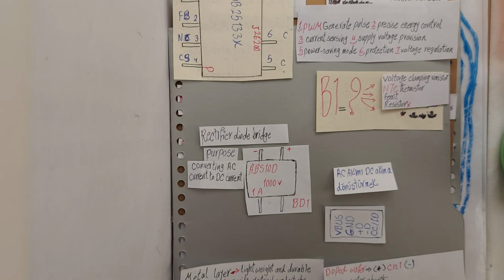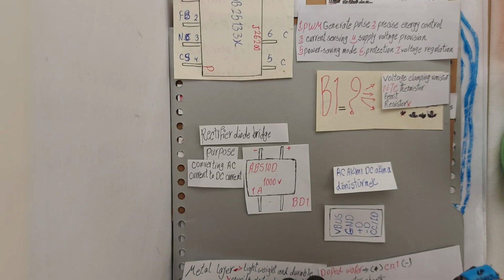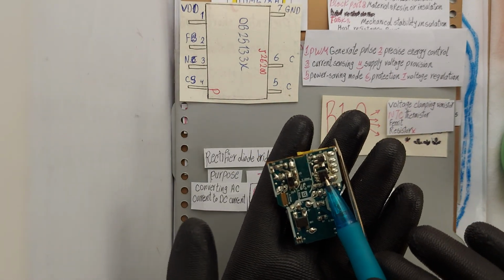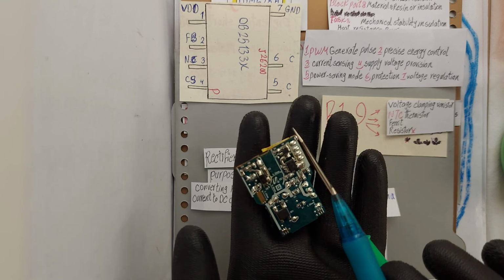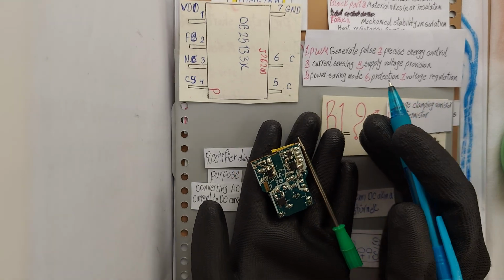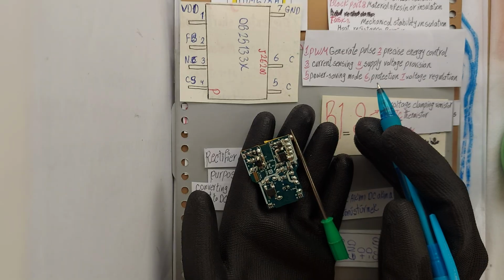So now we came to the OB25133 IC. It is one of the key components on this board. Let's see what it is and what it does.